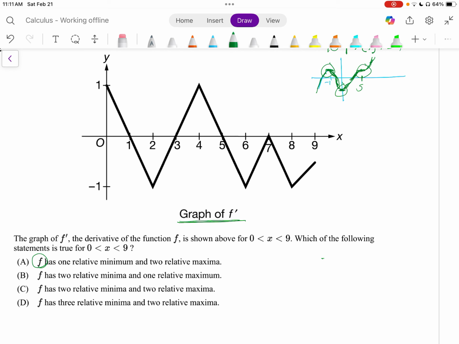If the slope is positive, our function's moving up. Slope is negative means our function's moving down. So we have a positive slope, a slope of 0, and then a negative slope. Positive slope, 0, negative slope, that means it's a minimum. So when we go from positive to negative, it's a minimum. When we go from negative to positive, it's a maximum.